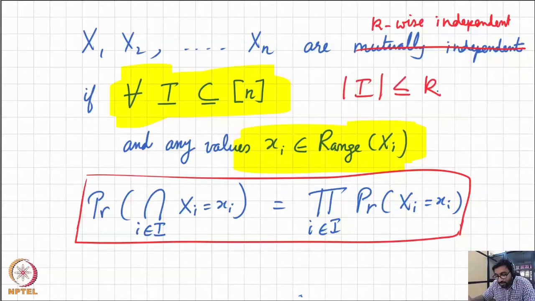When the cardinality of this I goes beyond k, then we have no restriction on whether those individual values for those many random variables obey the independence condition that we have here. Everything else stays the same. So every time we restrict our requirement of this independence condition to hold only for subsets of a certain size, at most k, then we get k-wise independence. And of course, as before, we can define our random variables to be pairwise independent if the independence condition holds for subsets whose cardinality is at most 2.